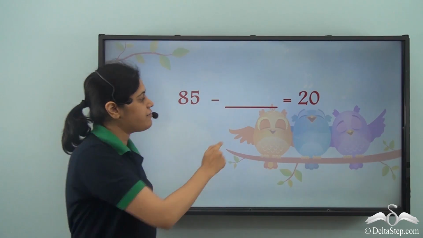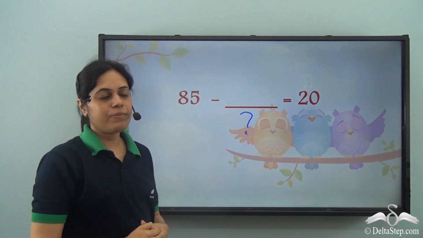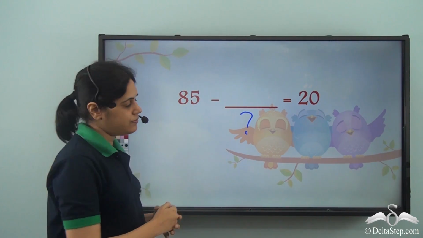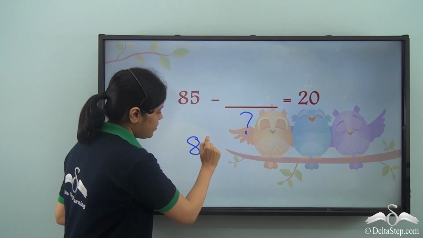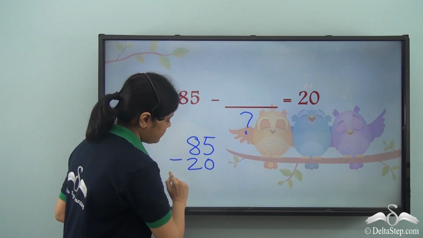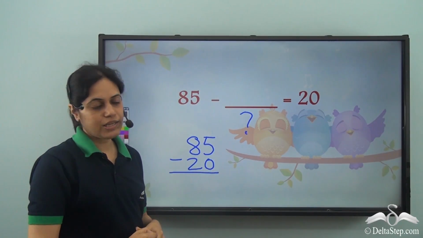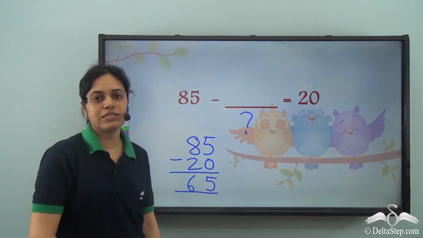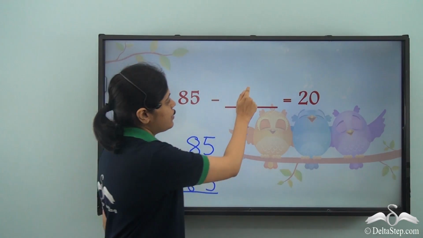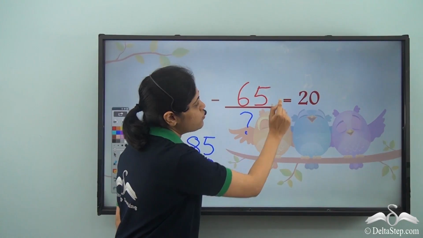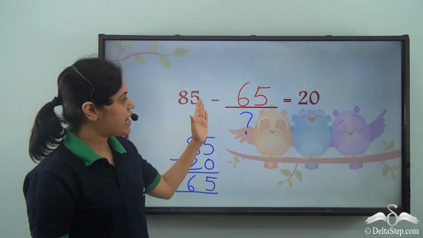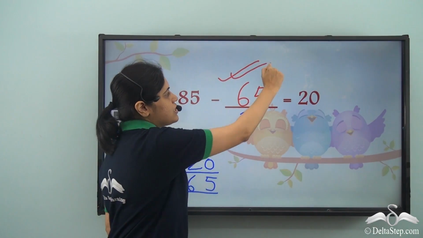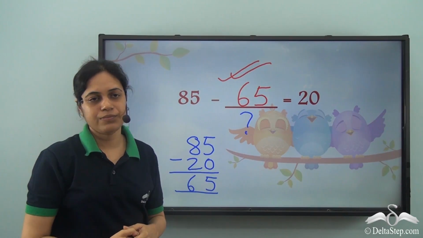I have 85 minus some number is 20. So how do we get this number? 85 minus 20. What is 85 minus 20? 5 minus 0 is 5 and 8 minus 2 is 6. So 65 is the number which we need to find. 85 minus 65 is equal to 20. So this is the number which we need to find.